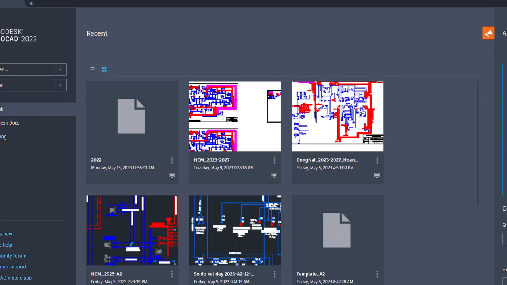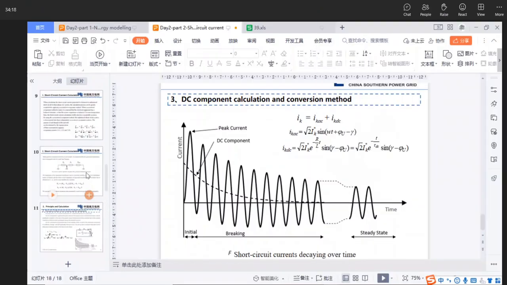In this IEEE 39 system, we click the SC button. This is calculation of the short circuit current. This is our calculation conditions based on PF, means based on power flow. Let's check the PPT.